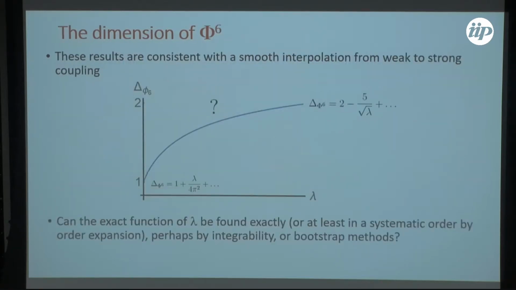Okay, so here I'm giving you a picture. The fact that this is 1 + λ/4π² at weak coupling, so it has 1 plus a positive correction, is also consistent with this possibility of a smooth interpolation between this at weak coupling and this at strong coupling. Okay, this is just a function that I cooked up. Of course, I don't know the function, but the behavior here and here is consistent with such a function, which starts at 1 plus something and goes to 2 minus something. Okay?